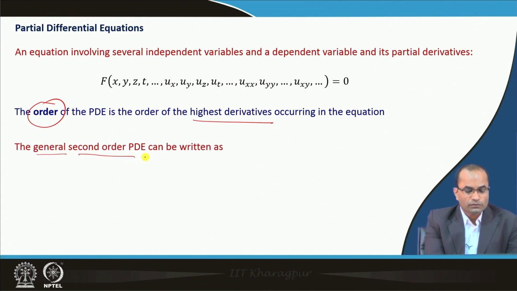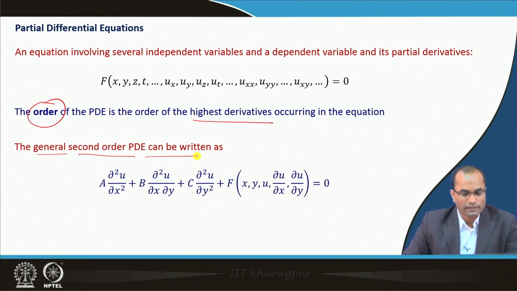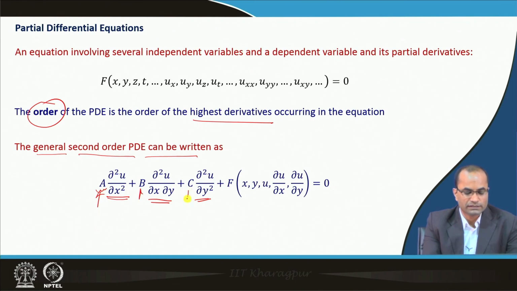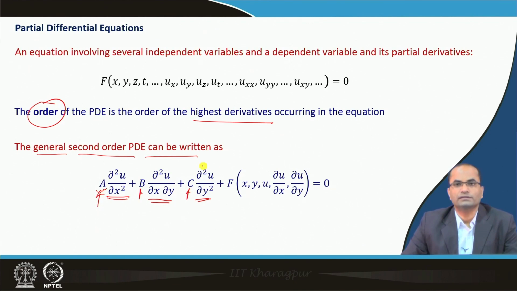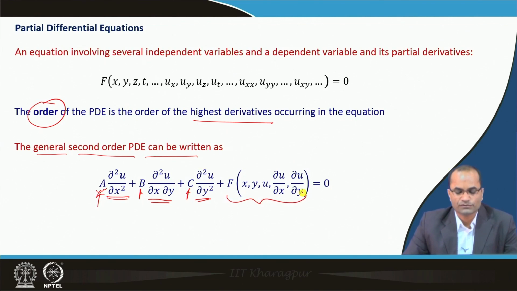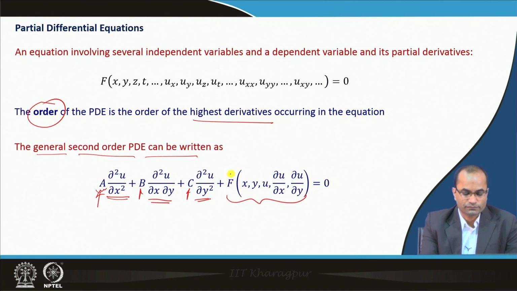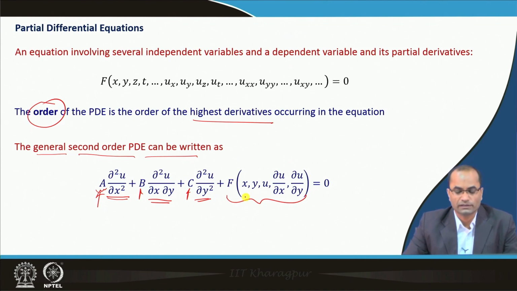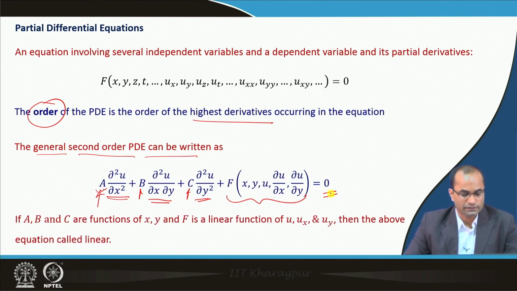The general second order partial differential equation can be written as follows. Here we have some a times the second order partial derivative, then b times the mixed partial derivative, and then c times the second derivative with respect to y. These a, b and c are some coefficients. All other terms with lower order are combined into this function f, and the right hand side is 0.